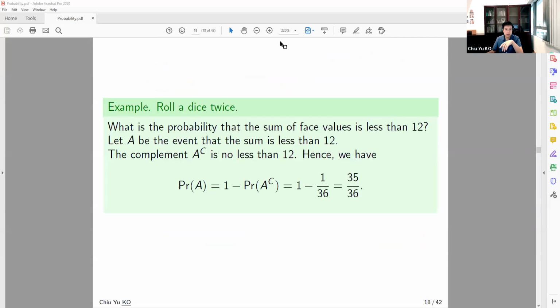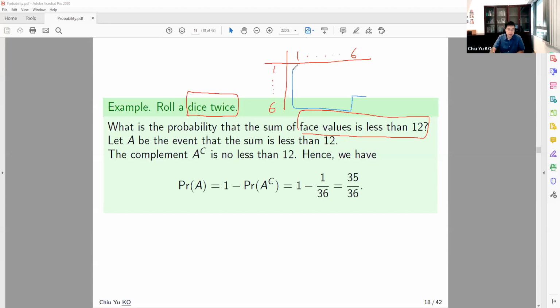So let's do the following. If you roll a die twice, remember before the break, we talked about that with 36 outcomes, right? It would be 1 up to 6 and 1 up to 6, that's 36 outcomes. What is the probability that the face value sum is less than 12, right? If you try to look at it, it's something like all of this, except the last one. This is event A, and let's use the other one. This is A complement.